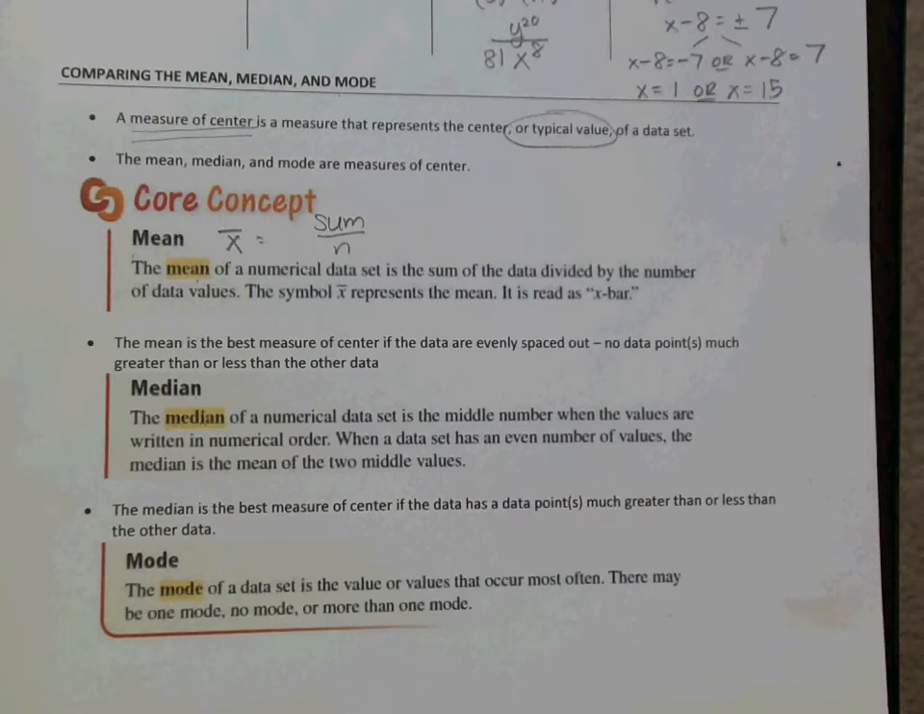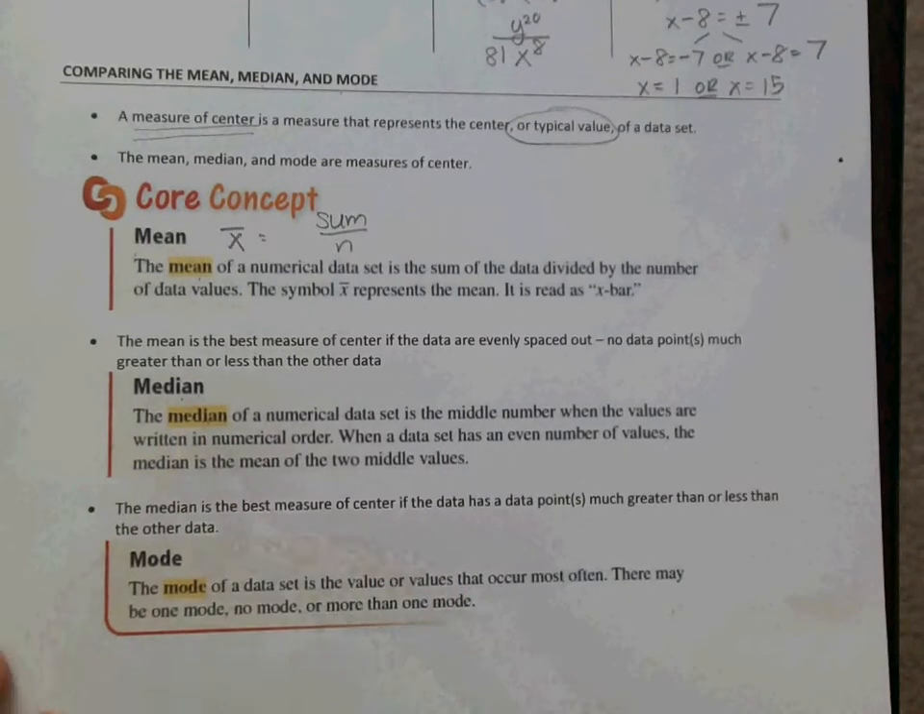The mean is the best measure of center if your data is evenly spaced out, so no data points are much greater than or much less than any of the other data. We're going to call those points outliers.